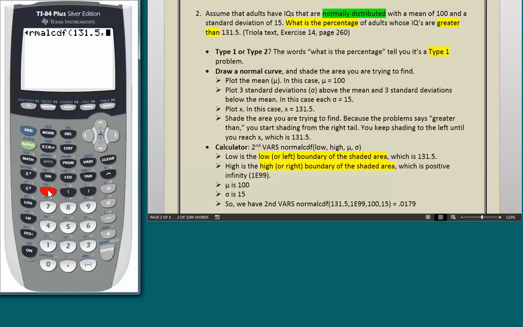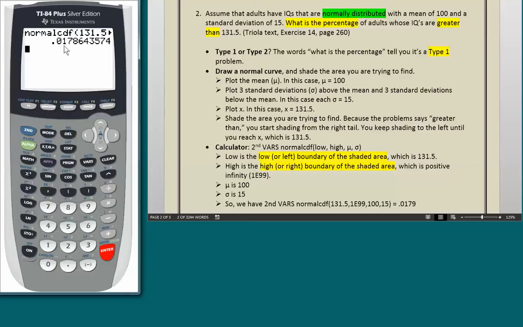131.5, comma. High is the high or right boundary of the shaded area, which is positive infinity. So this is just like the negative infinity we did before, but without the negative sign. So we go 1, we make our E this way, our 99, our comma, and then mu and sigma, 100 and 15. Close parentheses, hit enter.